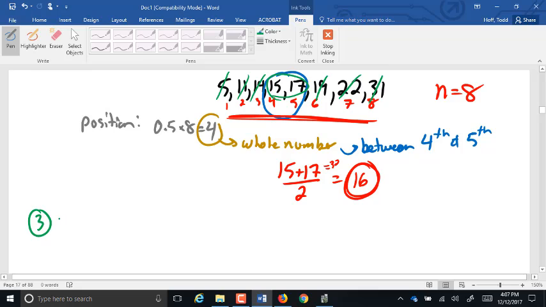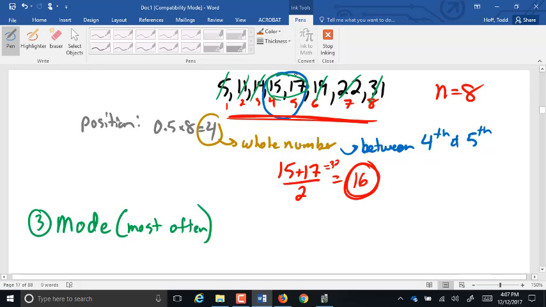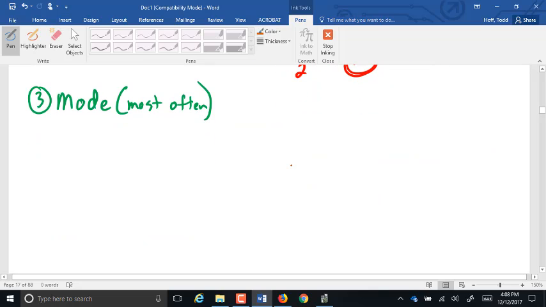The third measure of center is something called the mode. Just talked about the median. The mode is the number that occurs most often. Now you'll notice in both of the data sets I've given you so far, there haven't been any numbers repeated. So in those data sets, there was no mode.